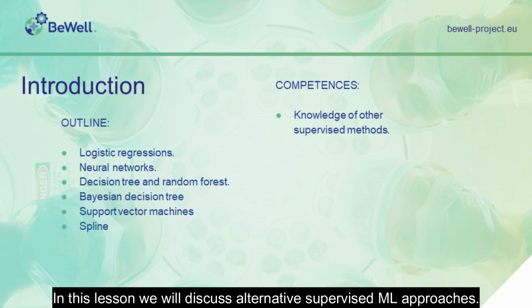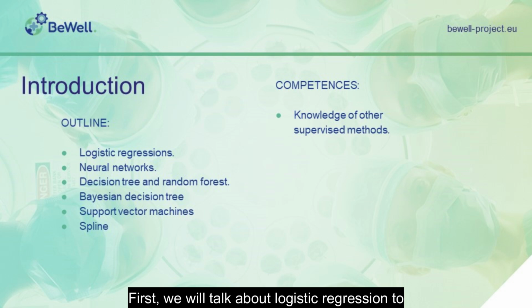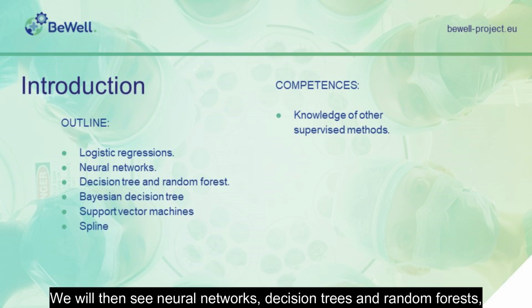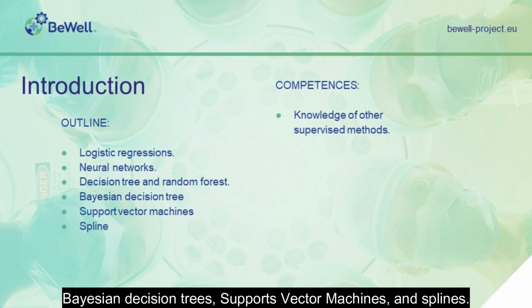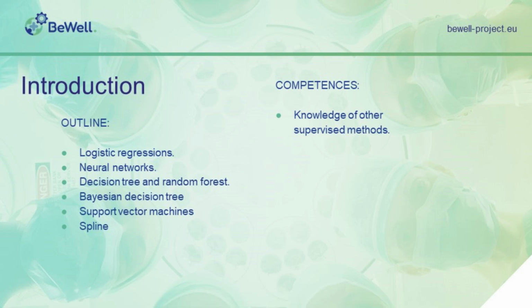In this lesson we will discuss alternative supervised ML approaches. First, we will talk about logistic regression to predict binary variables and probabilities. We will then see neural networks, decision trees and random forests, Bayesian decision trees, support vector machines and splines.